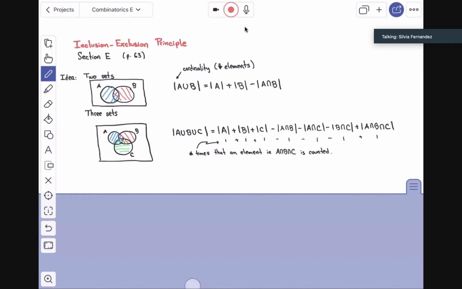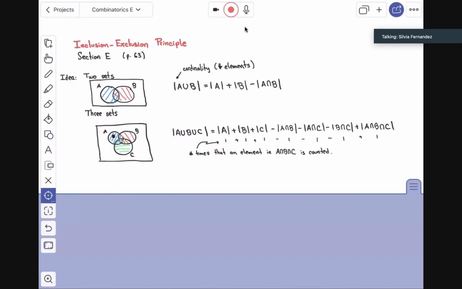So look, if I have an element that's only in A, it's counted by A, but it's not counted by B or by C or by A intersection B because it's not in B, or by A intersection C because it's not in C, or by B intersection C because it's not in B or C, or by the triple intersection because it's not in the triple intersection. You see, it's counted exactly once. Perfect. The same for elements in only B or only C.